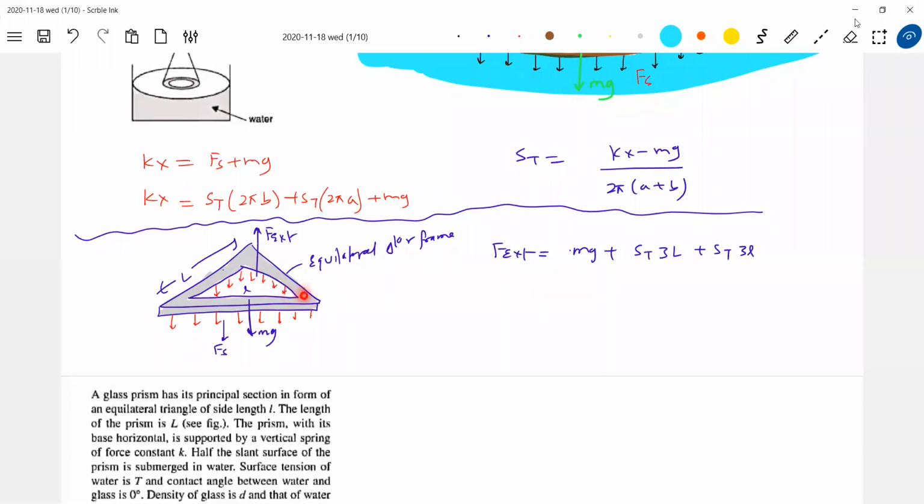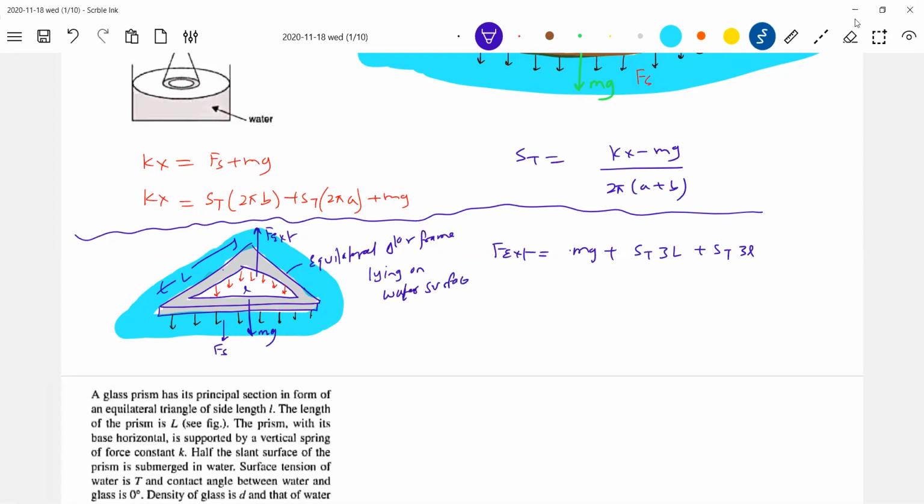Sir, why can't it act somewhere here? No, only at the free surface. Here is where the water will come. So the free surface will be here. This everything will be water. Kept on water surface. So the question, the same idea is what I'm bringing here: an equilateral triangular frame lying on the water surface.